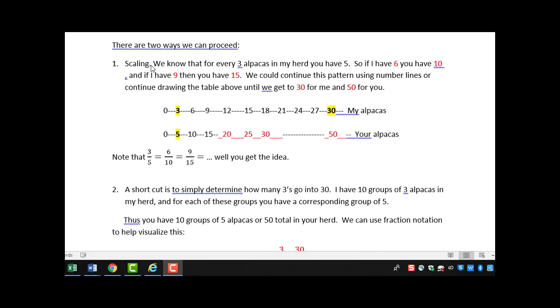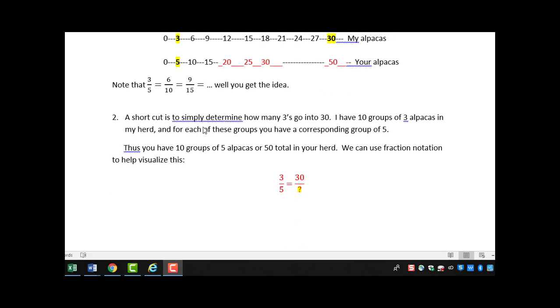Now, this is in your book, so you can just scale it. You can just say, like, number line. 3 is to 5, as 6 is to 10, as 9 is to 15, as 12 is to 20, etc. So you get the idea, right? 3 is to 5 is equal to 6 to 10. Ultimately, you can go all the way to 30 to 50, and you can say, well, there are 50 alpacas in your herd. Now, there's a shortcut to this: determine how many 3s go into 30. I have 10 groups of 3 alpacas in my herd, so for each of these groups you have a corresponding group of 5.